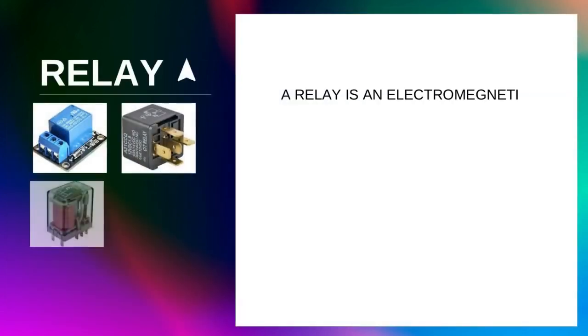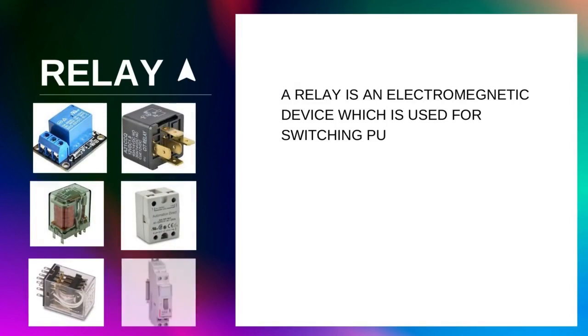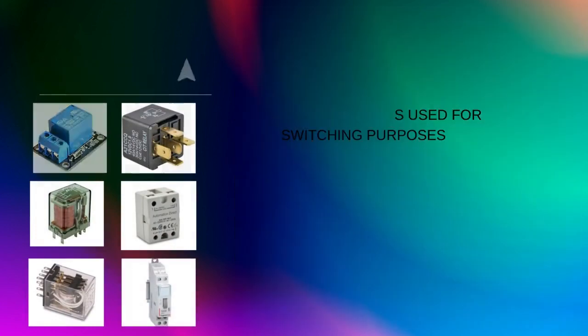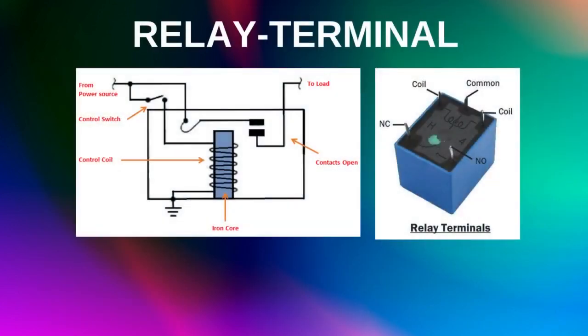Relay. A relay is an electromagnetic device which is used as a switch. A relay has a coil and it has three contacts: common contact, normally open contact, and normally closed contact.